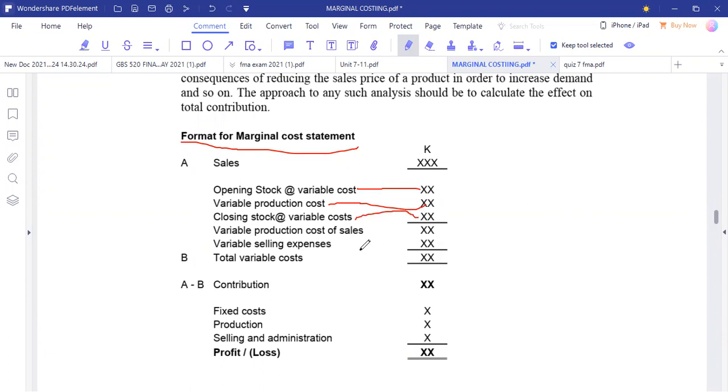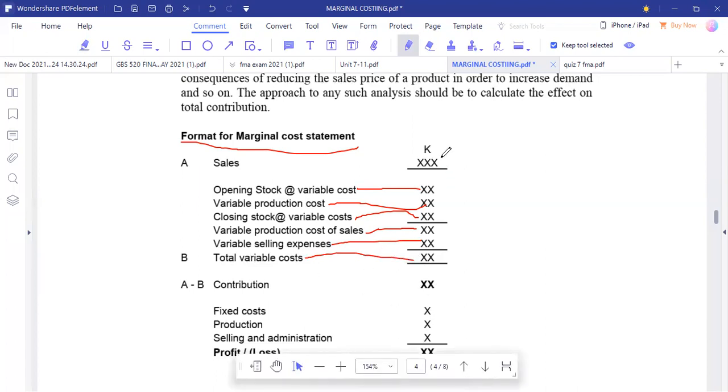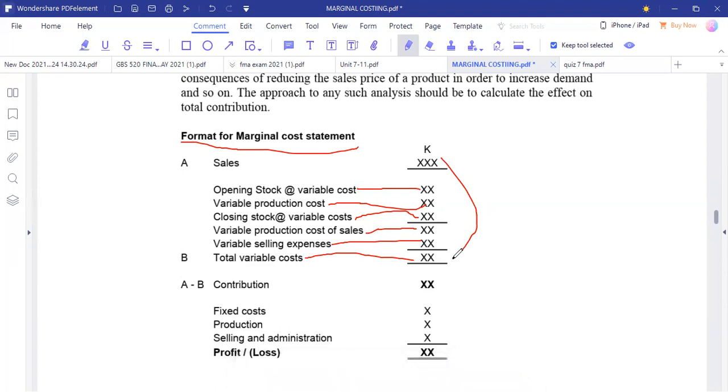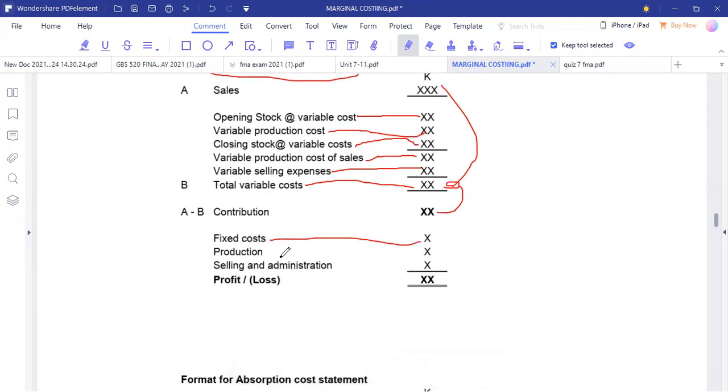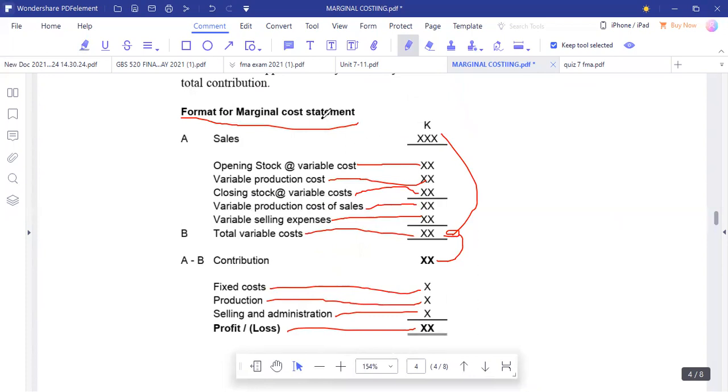Then we get the variable production cost of sales. All those are supposed to be variable. You understand as well, we look at an example. The variable selling expense is supposed to be there. Then you have the total variable cost of that one. Then we can subtract these two, and you get the figure, which is the contribution. Now, contribution minus the fixed costs, minus the production, and then minus the selling and administration, you can get the profit or loss. So this is the format for marginal costing.